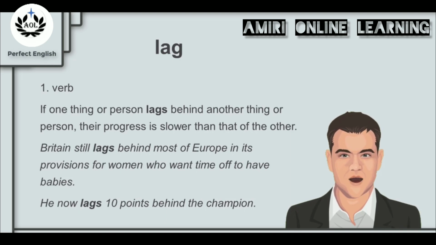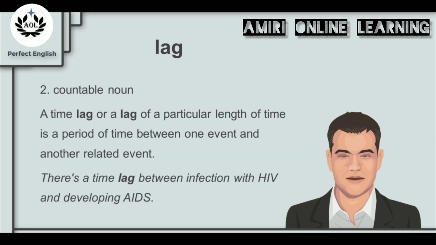He's 10 points behind. Or we can use lag as a countable noun. A time lag or a lag of a particular length of time is a period of time between one event and another related event. For example, there's a time lag between infection with HIV and developing AIDS. So it doesn't happen at the same time. There is a time difference. There is a period of time between one event and another that is related to it. In this case, between contracting HIV and developing AIDS.